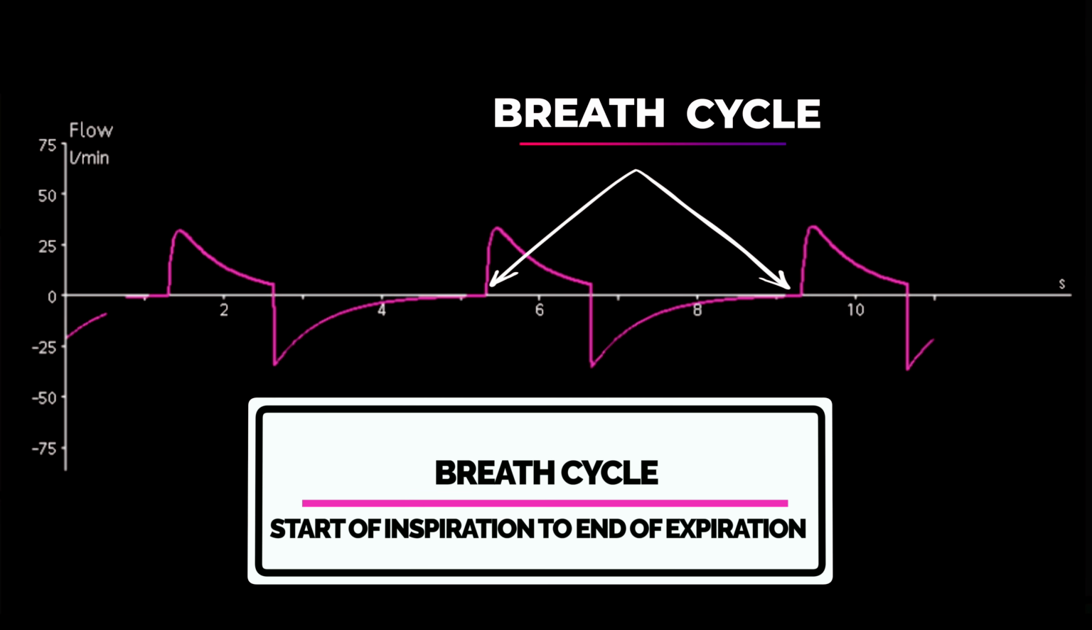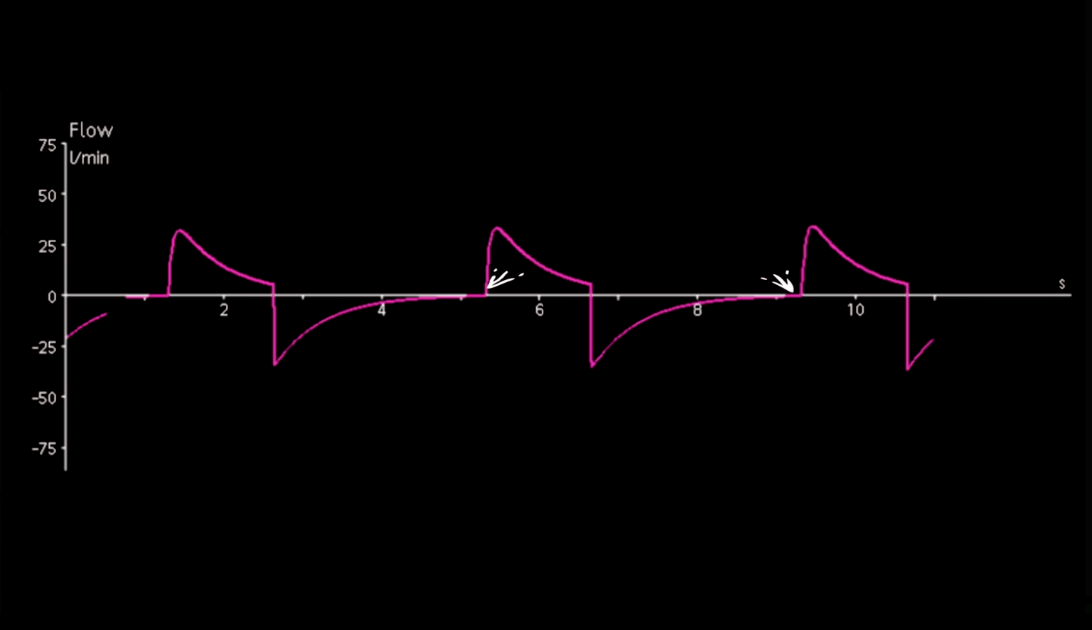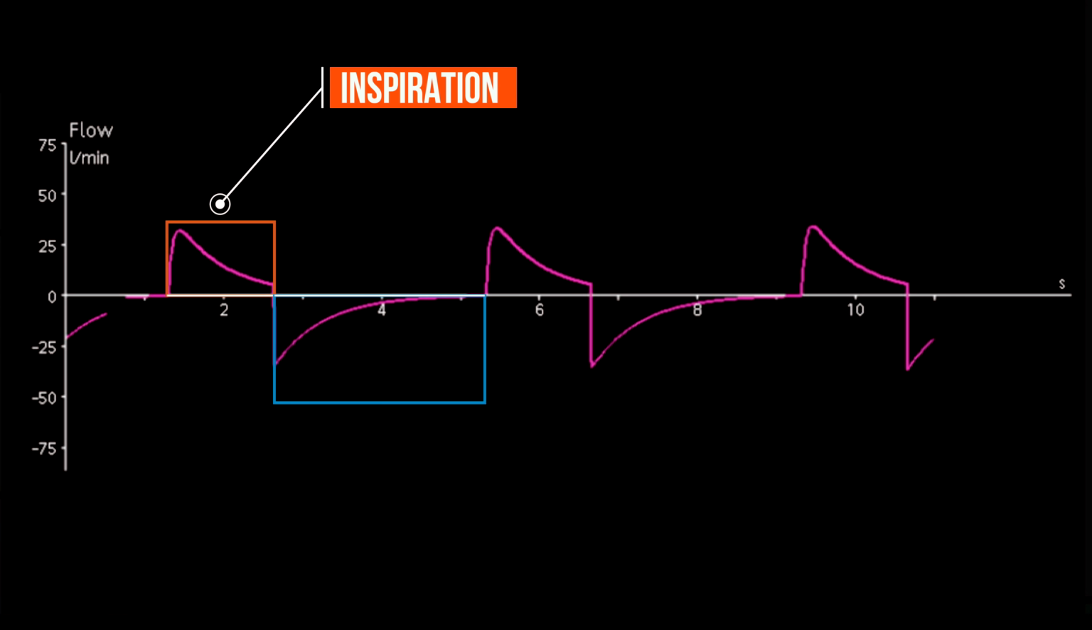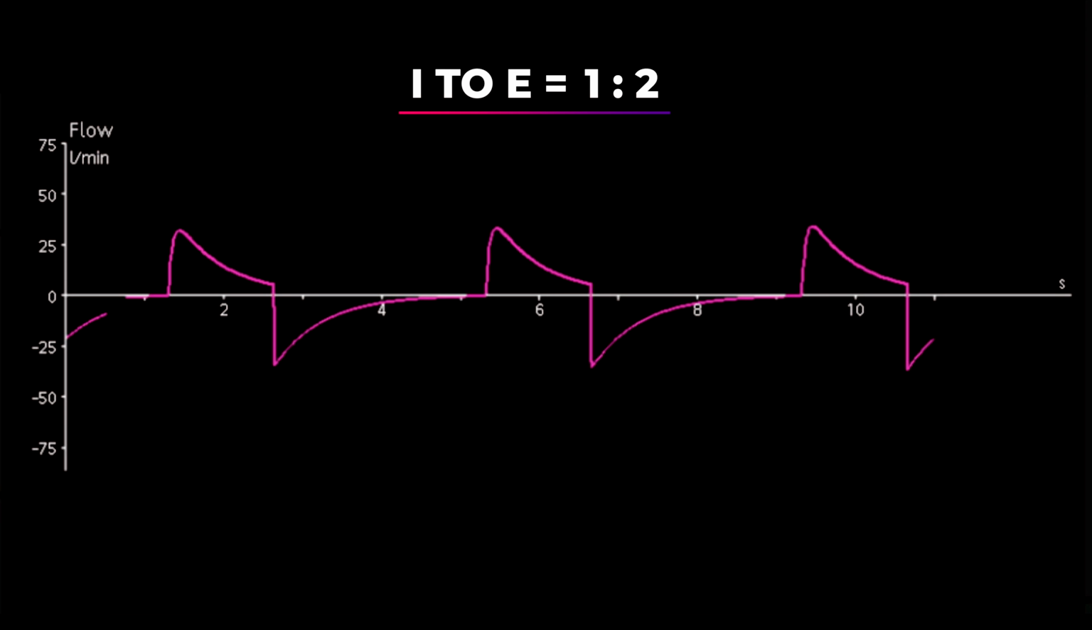The breath cycle begins with the start of inspiration and concludes with the end of exhalation. Here, above the line, is Justin's breath in. As the waveform moves below the no-flow line, passive exhalation ensues. Remember, the inspiratory to expiratory ratio is 1:2. The ventilator delivers a breath over 1.35 seconds. Justin has twice the duration to exhale.